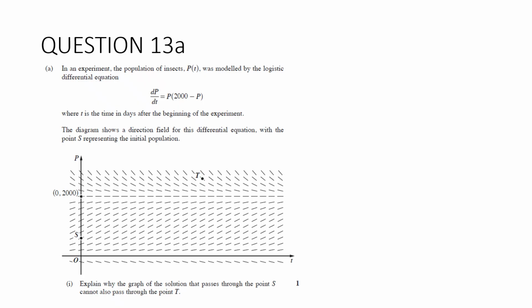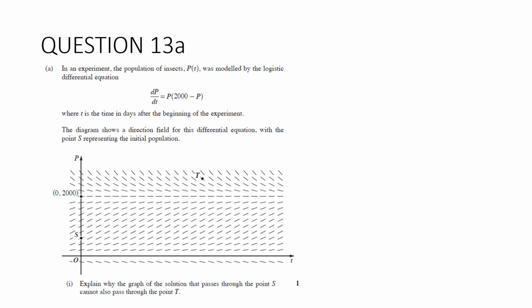13a. In an experiment, the population of insects P of t was modelled by the logistic differential equation dP/dt is equal to P multiplied by (2000 take away P). t is the time in days after the beginning of the experiment. The diagram shows a direction field for this differential equation with the point S representing the initial population.